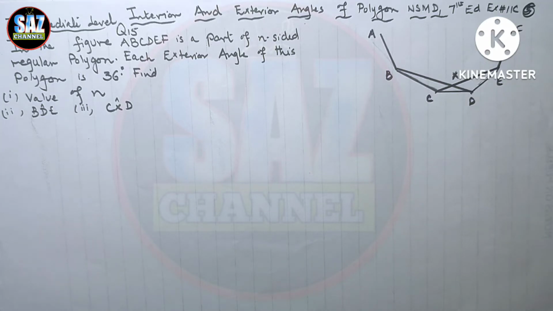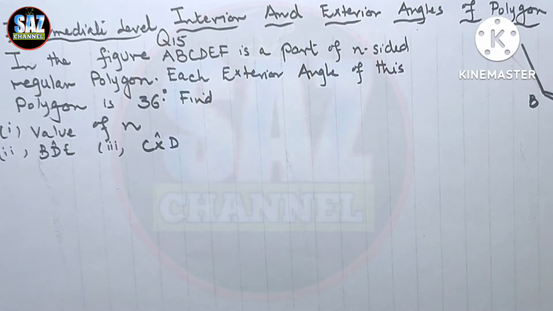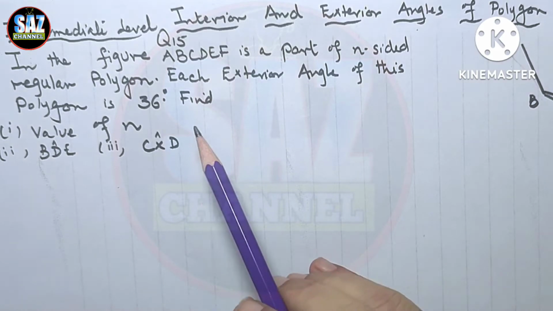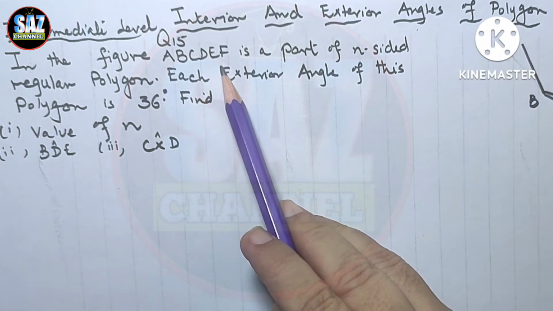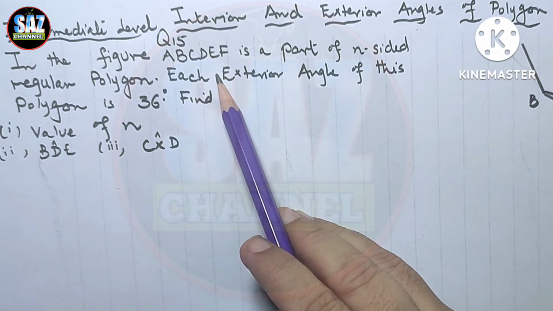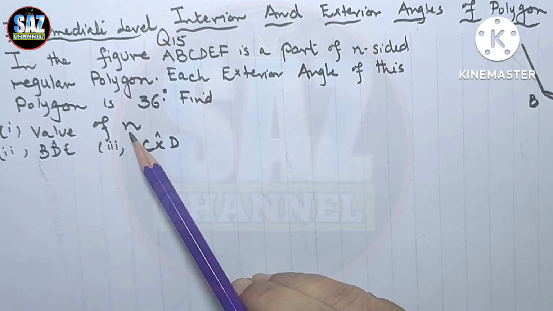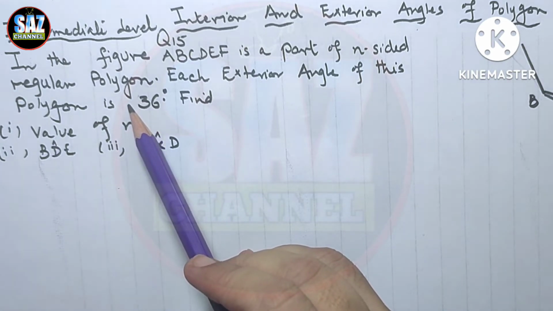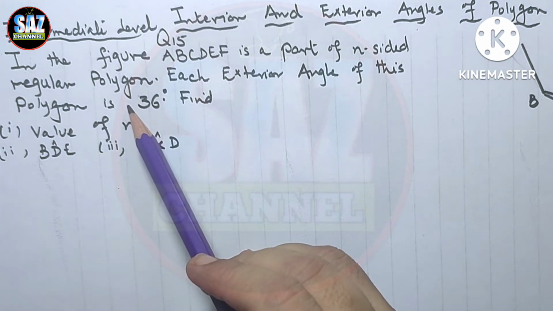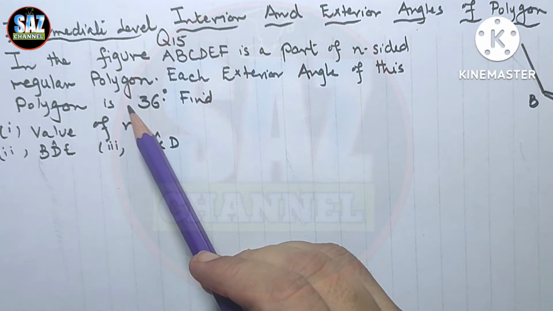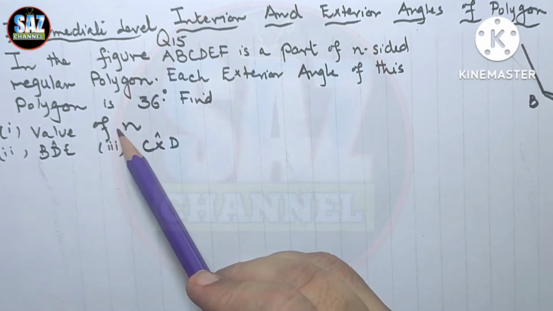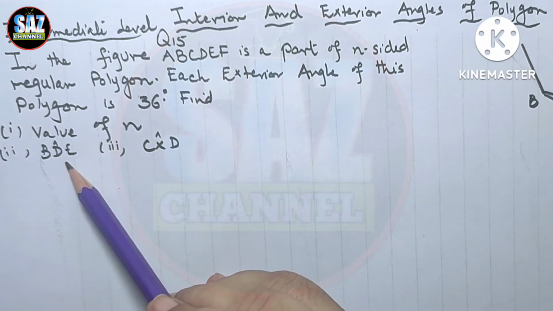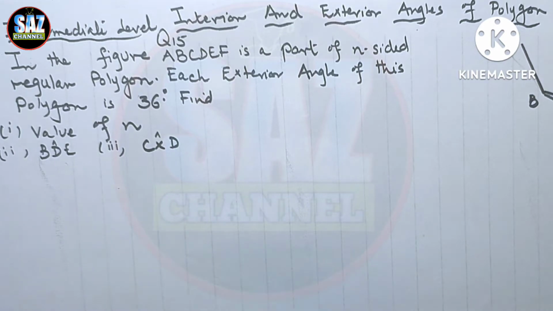The questions are long, so I've written the questions in short form. First read and understand the question. In the figure, A, B, C, D, E, F is the part of an n-sided regular polygon. Each of the exterior angles of the polygon is of measure 36 degrees. We have to find the value of n, then we have to find angle BDE, and then the last requirement is to find angle CXD.